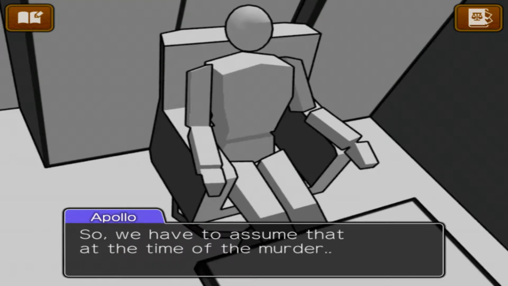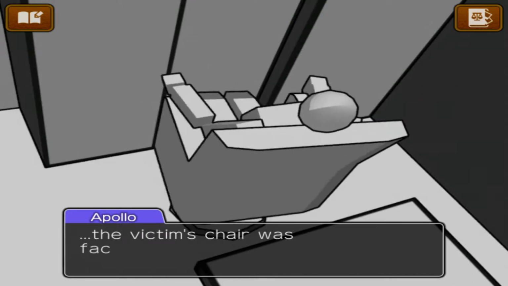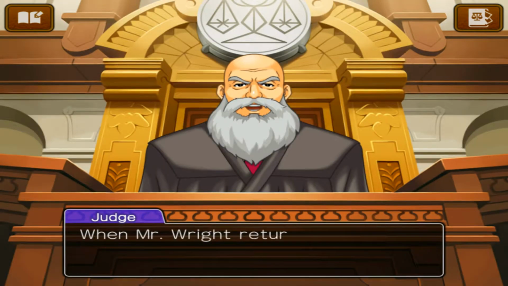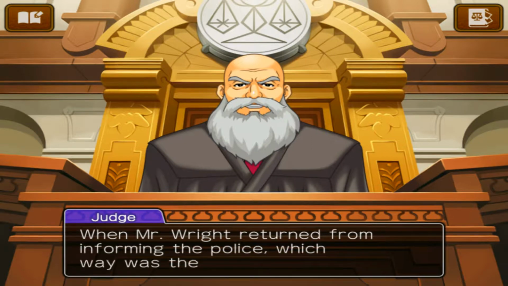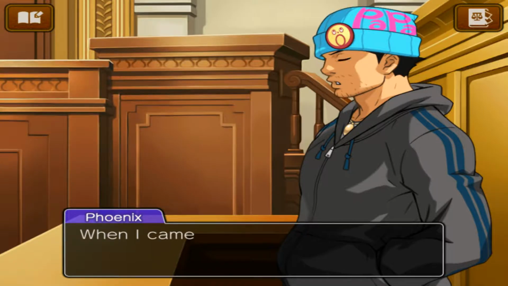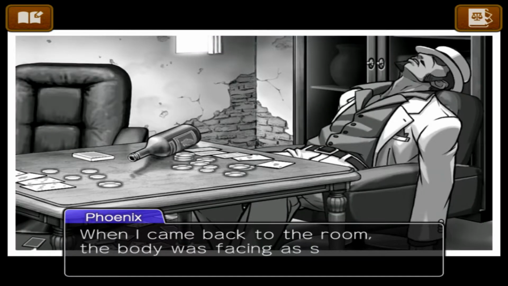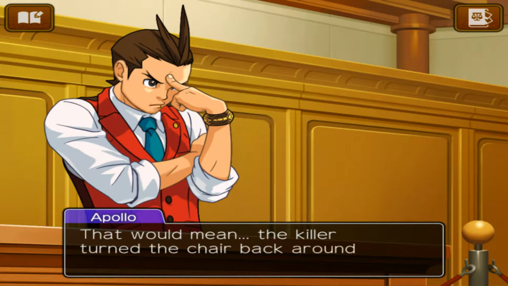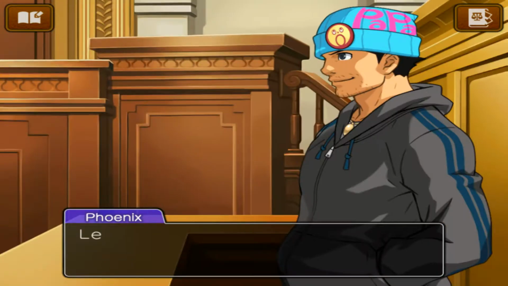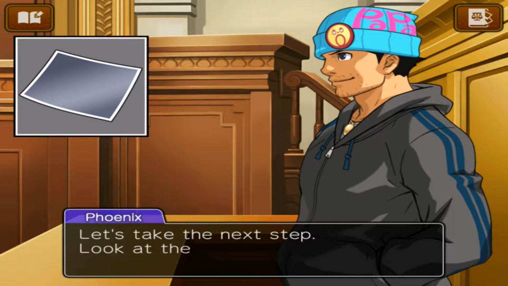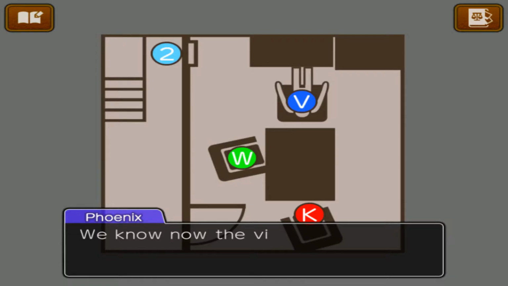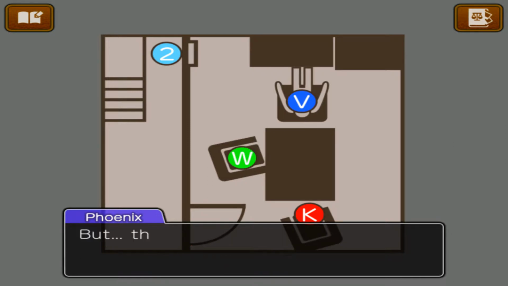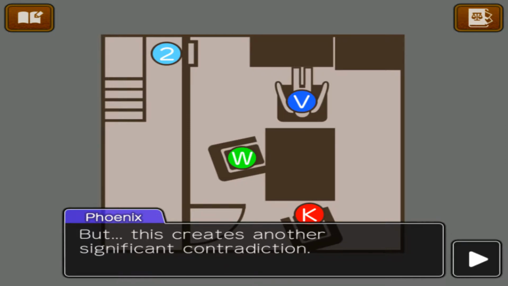So, we have to assume that at the time of the murder, the victim's chair was facing away from the table. When Mr. Wright returned from informing the police, which way was the chair facing? When I came back to the room, the body was facing as seen in this photo. That would mean the killer turned the chair back around. Let's take the next step. Look at the diagram once more. We know now the victim was facing away from the table at the time of the murder. But this creates another significant contradiction.